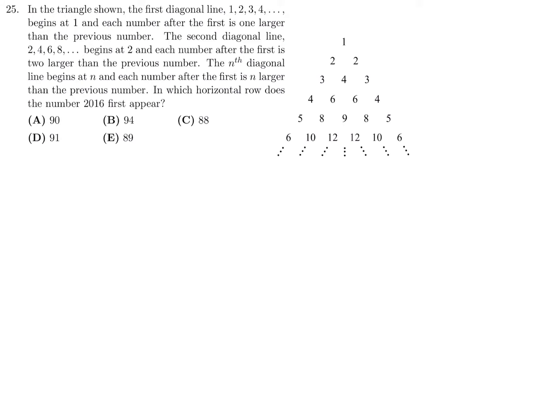In the triangle shown, the first diagonal line, 1, 2, 3, 4, begins at 1, and each number after the first is 1 larger than the previous number. The second diagonal line, 2, 4, 6, 8, begins at 2, and each number after the first is 2 larger than the previous number. The nth diagonal line begins at n, and each number after the first is n larger than the previous number. In which horizontal row does the number 2016 first appear? All right.